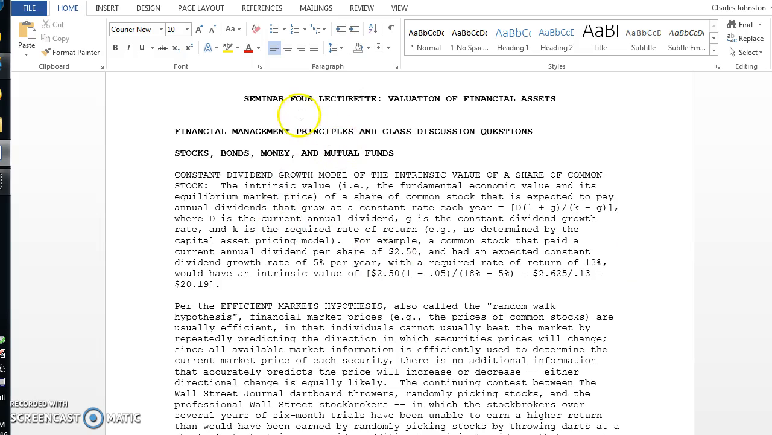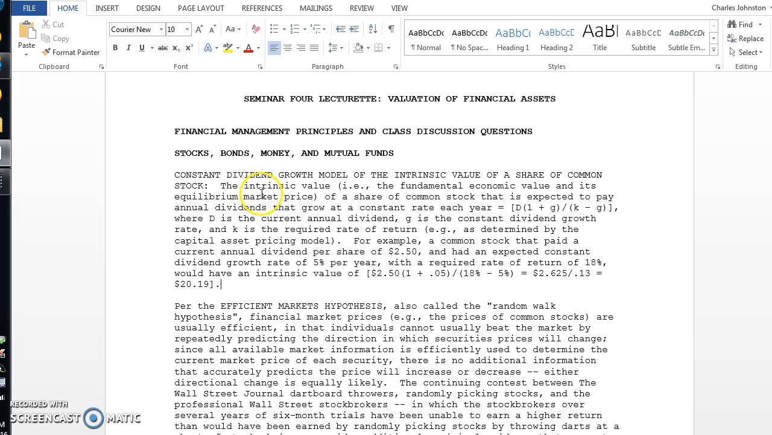So in Seminar 4 Lecturette of 640, the first principle, highlighted in capital letters, is the constant dividend growth model of the intrinsic value of a share of common stock. Now this presents the principle and then gives us an example of using the principle.